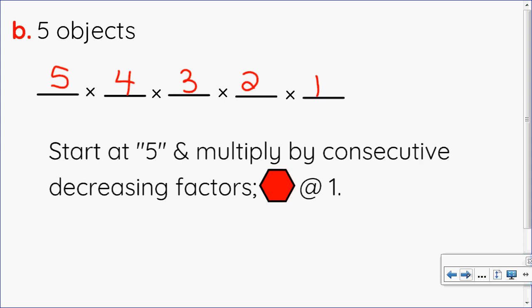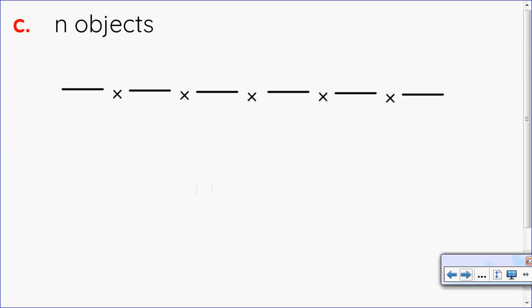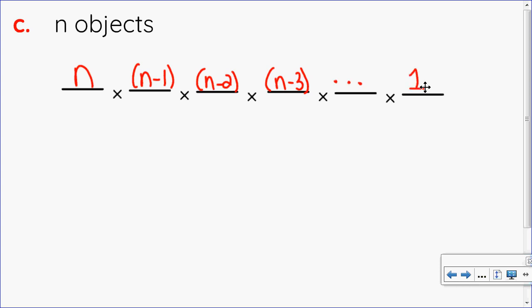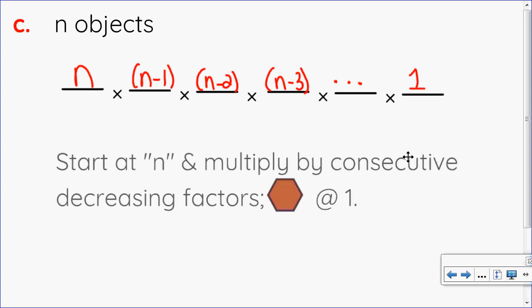Well, let's use that idea to arrange n objects. So to arrange n objects, I would start with n, however many I have, and I go 1 less, n minus 1, and then 1 less than that, n minus 2, and then 1 less than that. And since I don't know what n is, I just keep on going, but I know that I'm going to stop at 1. So when I have n objects and I'm arranging all n of them, I start at n and I multiply by consecutive decreasing factors. I stop when I reach 1.